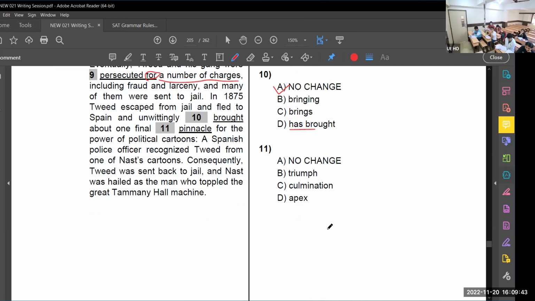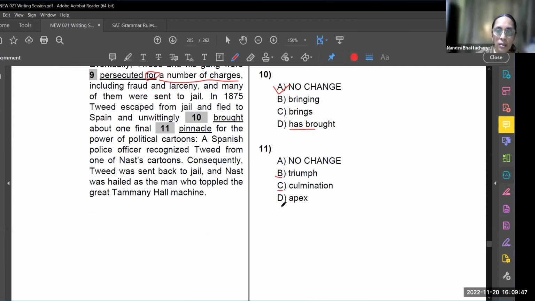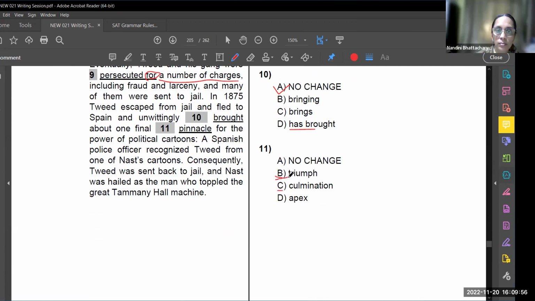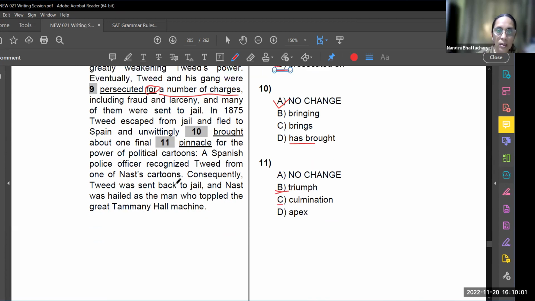C, B, or D? B. Why did you choose B? Now it says, in 85, Tweed escaped from jail and fled to Spain and unwittingly brought about one final pinnacle for the power of political cartoons.